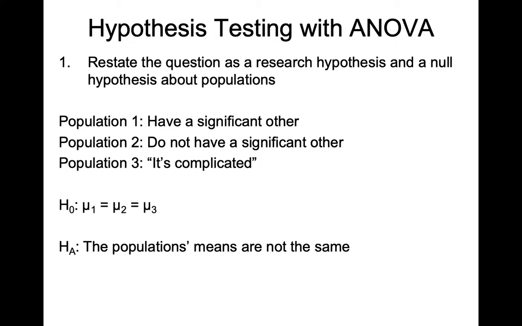The null hypothesis will always be mu1 equal to mu2 equal to mu3 equal to mu4 equal to mu5, depending on how many groups we have. Basically, all means equal. Not the M's, not the sample means, but the mu's, those squiggly u-looking things. And then the alternative hypothesis is simply the population means are not the same.